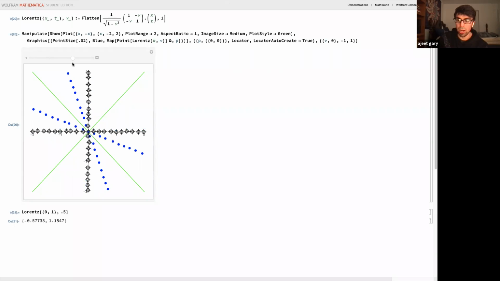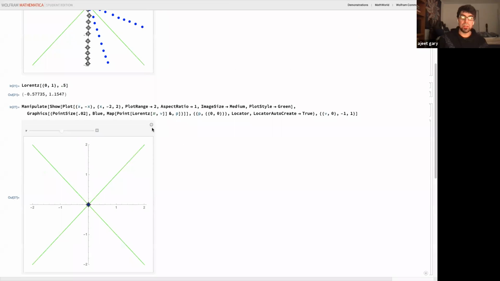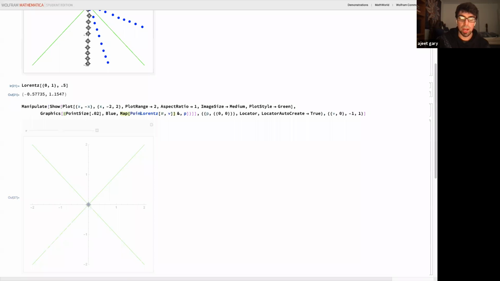Okay, all right. So great. Now I want to show you causal diamonds. This should be fun. Instead of a map of points here, I'm going to map the Lorentz factor over all of these. And then to that map, I'm going to type the word polygon. What does polygon do? Polygon just makes a polygon out of those points.